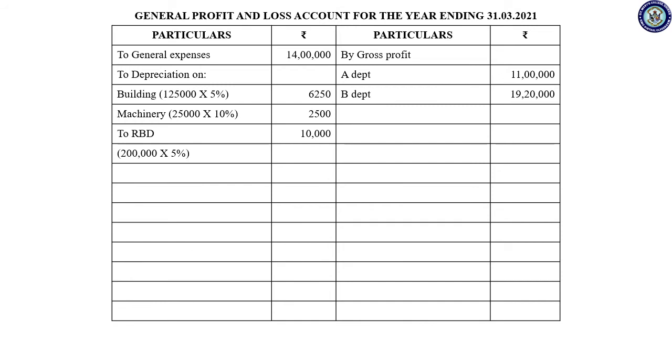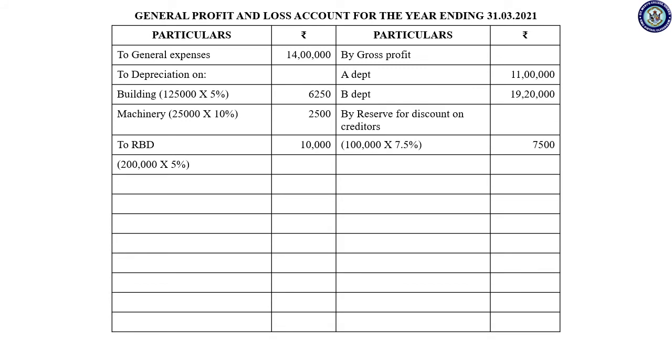Okay, next there is a reserve for bad debts. So on debtors you have to calculate. It's an expense. On an asset, if you are creating the reserve, that is an expense. If you are creating it on a liability, then it is income. So buy reserve for discount on creditors, that is 1 lakh into 7.5%. Both we have to deduct from the concerned item. Reserve for bad debt to be deducted from debtors, reserve for discount on creditors to be deducted from creditors.